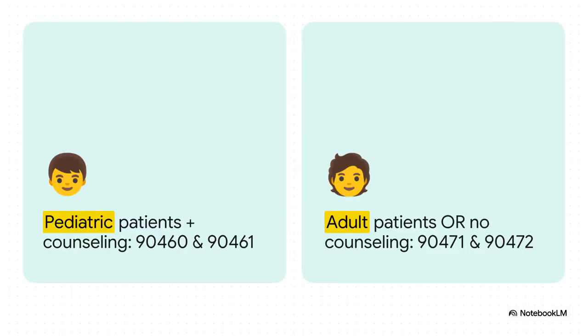Now, check out how the administration codes split based on age and counseling. This is huge. For pediatric patients, so age 18 or under, the absolute keyword is counseling. If face-to-face physician counseling is documented, you use 90460 for the first component and 90461 for each additional one. But if the patient is 19 or older, or if there's literally zero counseling documented for that child, you instantly jump over to the 90471 family. Never ever assume counseling happened unless it is explicitly written in the text.